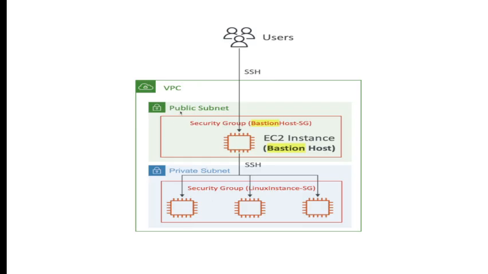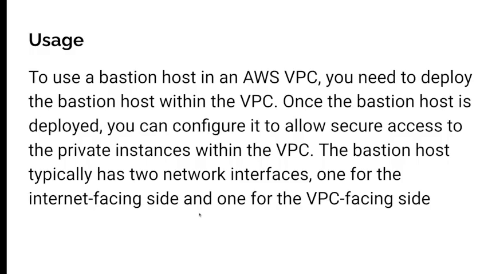So I guess the takeaway from here is anything that's in the public subnet has been assigned a public IP address and is internet facing. Anything here in our private subnet is going to have a private IP address assigned to it, and it's not going to be accessible to the internet.